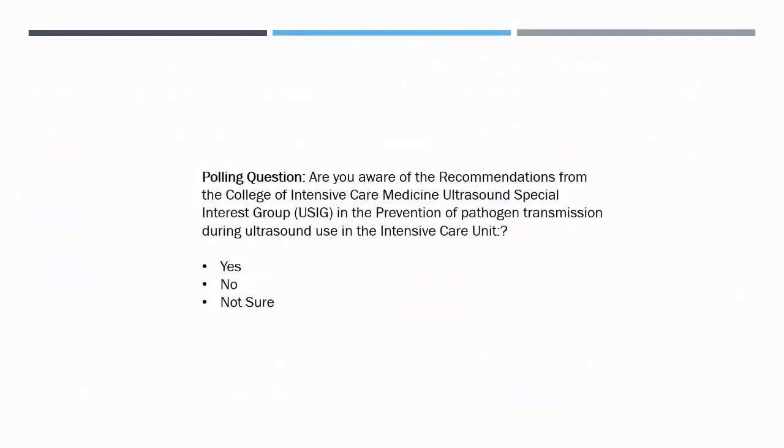The question is, are you aware of the recommendations from the College of Intensive Care Medicine Ultrasound Special Interest Group, USIG, in the prevention of pathogen transmission during ultrasound use in the intensive care unit? Please answer yes, no, or not sure.